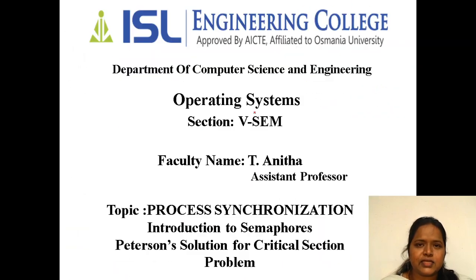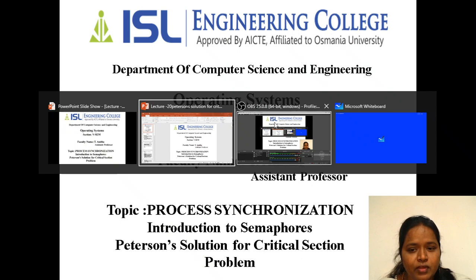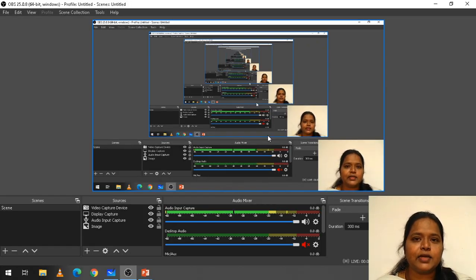So this is how we say that the Peterson solution is a solution to achieve the critical section problem. In order to solve the critical section problem, three conditions must be satisfied: mutual exclusion, progress and bounded waiting. If all three conditions are satisfied, then only we can say that the critical section problem is solved. But the drawback of the Peterson solution is that it was proposed only for two processes. If more than two processes are there, this Peterson solution will not work. So this is the introduction to semaphores and the Peterson solution.